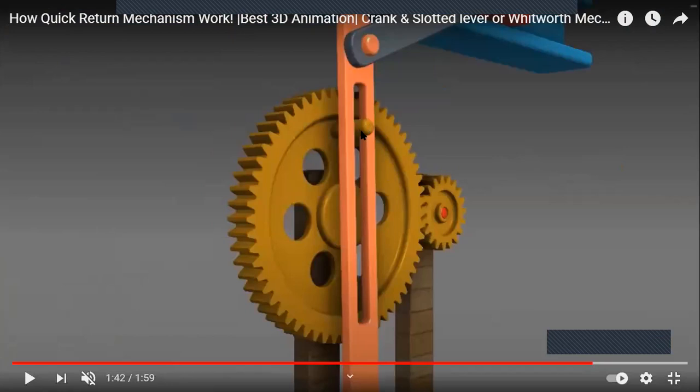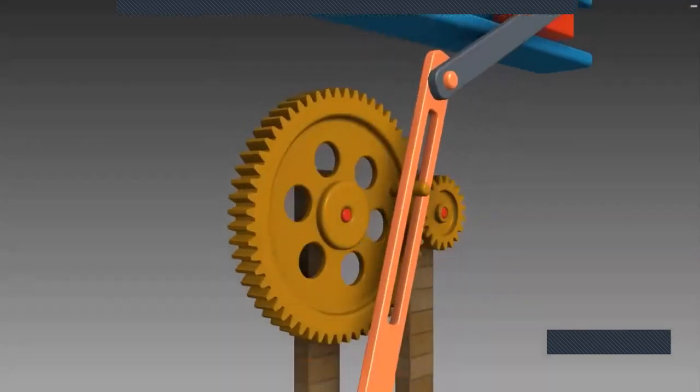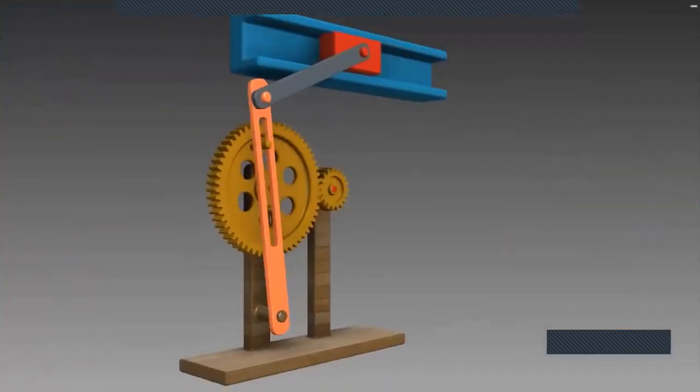So this is the point here. This is the B point and the center one is the C point. So this is the crank position. This is the slider here. B is the slider, and you can see it is sliding in the slotted bar.